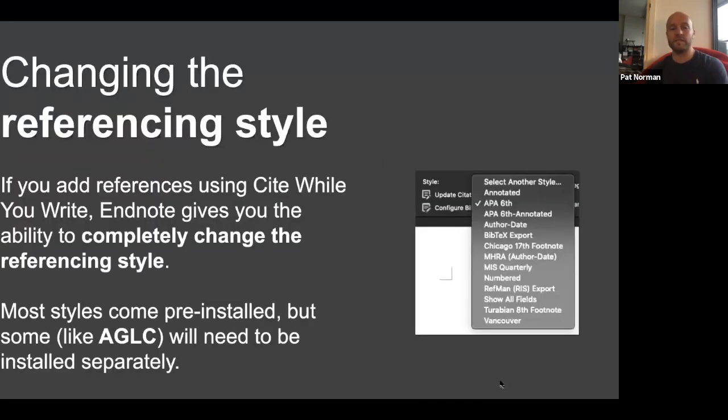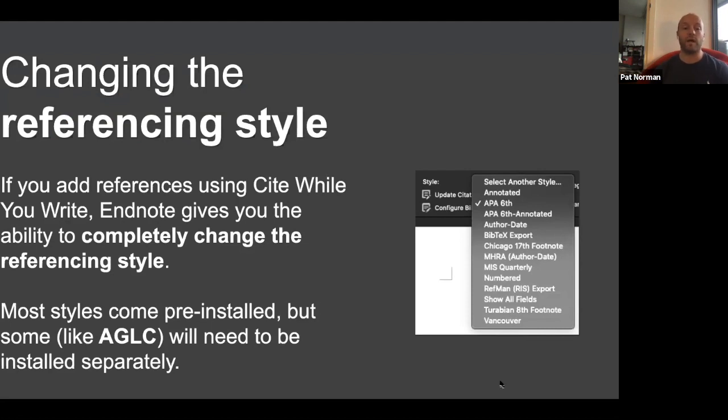Now, changing the referencing style, I showed you that a moment ago, so I'll just reiterate. If you add references using cite while you write, Endnote gives you the ability to completely change the referencing style across the whole document. I've encountered a couple of researchers who, not using software like Endnote, go through creating a whole journal article and then discover that the journal uses a different style. So then they have to manually change every reference.